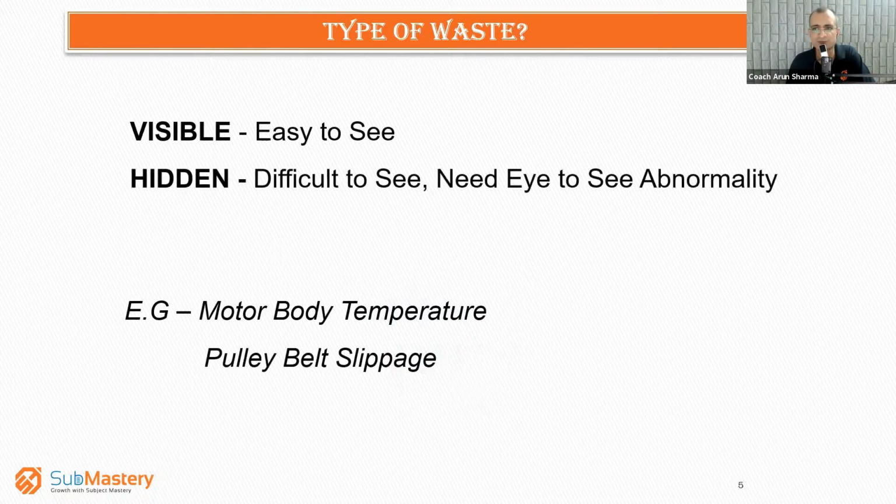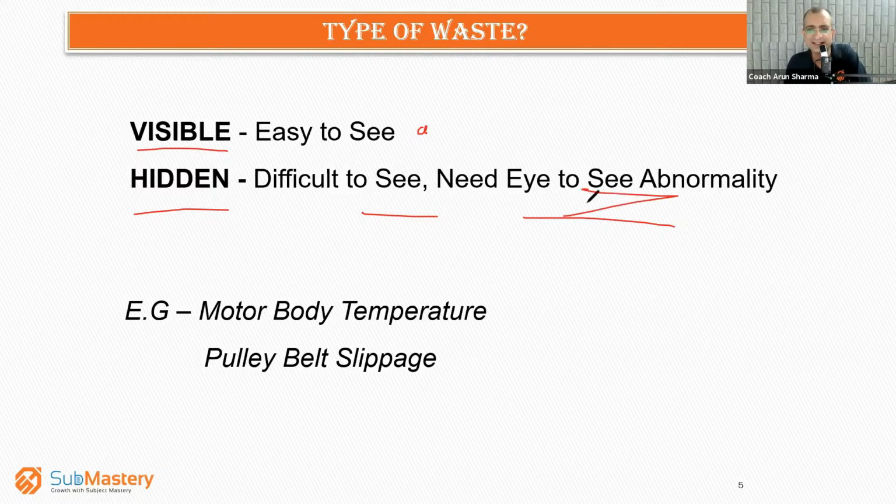There are two types of waste if I talk about. One is waste which is visible, which is easy to see. Rejection, rework, repair, these are all easy to see waste. But then there are some hidden wastes within the organization which are difficult to see and which need an eye to see abnormality. How can you see the waste which is hidden? How can you see the waste which is not easily visible?